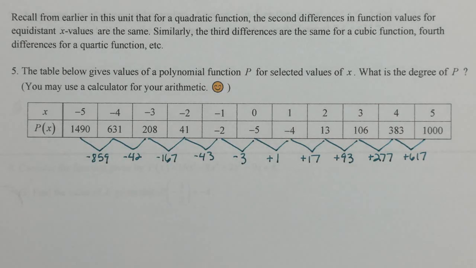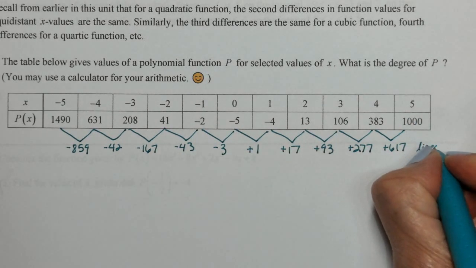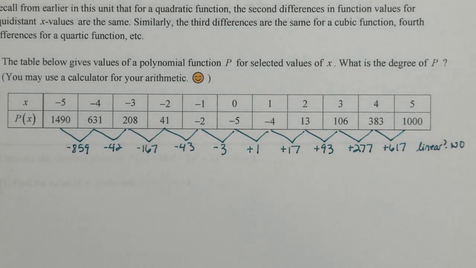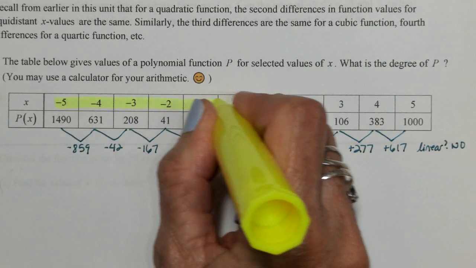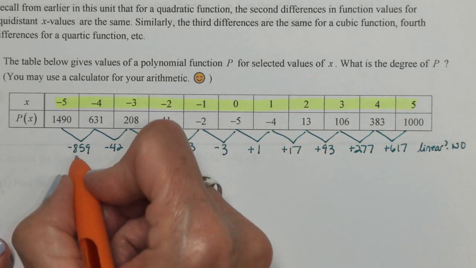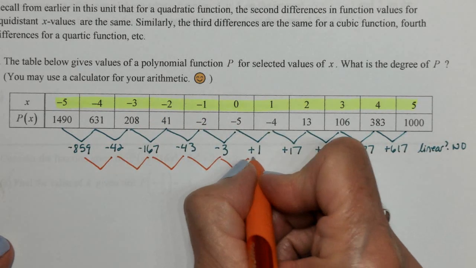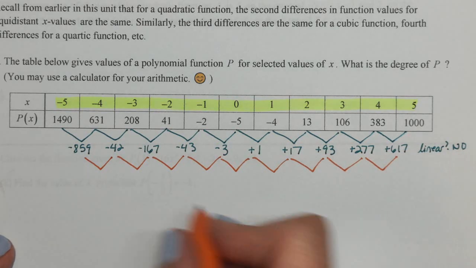Okay? Those are not the same. If they were, it would be linear. So over here you might say, is it linear? No, because these are not the same. If they were the same, it would be linear. And by the way, these are equidistant. All of them are 1 apart. So that has to be true to do this. Okay, let's do this. So the first differences were not the same. Let's see about the second differences.